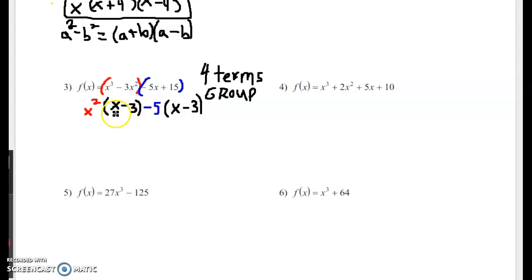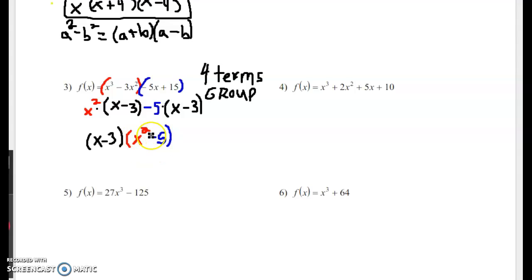And then here's the beauty. These 2 groups in black now, the x minus 3s, they match. So that's also a GCF. So I can pull that x minus 3 out in front. So any GCFs I can undistribute. That is a GCF because they're being multiplied. And then once I undistribute it, I'll be left with just x squared, right? Because I'm pulling that x minus 3 out in front. I pulled this x minus 3 out in front, and I'm left with just minus 5.